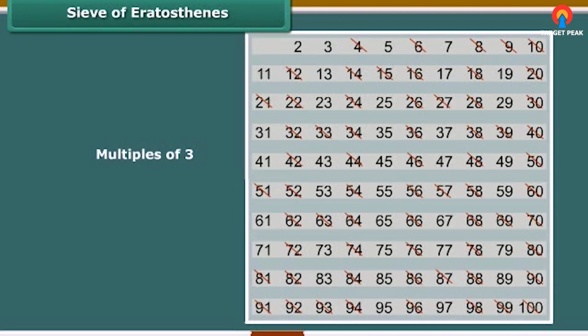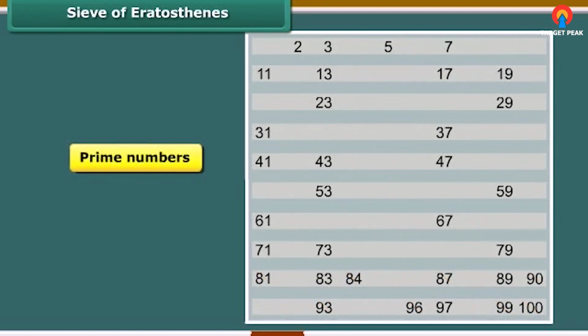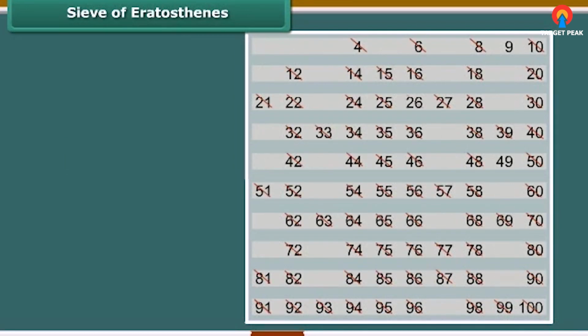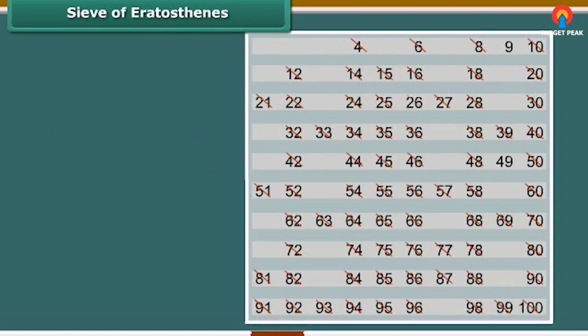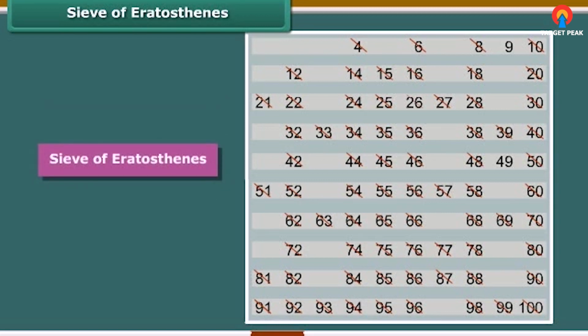The next uncrossed number is 5. Encircle 5 and cross out all the multiples of 5 other than 5 itself. The next uncrossed number is 7. Encircle 7 and cross out all the multiples of 7 other than 7 itself. All the uncrossed numbers are prime numbers. All the crossed numbers other than 1 are composite numbers. This method of isolating prime numbers is called the Sieve of Eratosthenes.